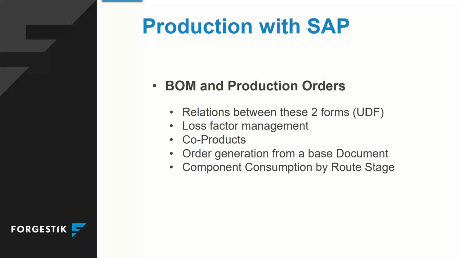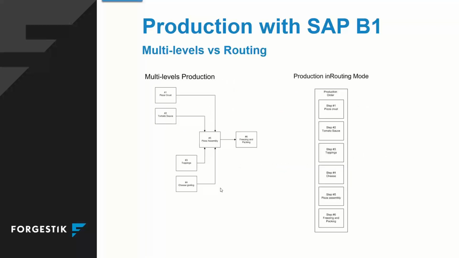And finally, some component consumption by route stage. We'll see how it is done, and what the advantage is of using routing in a BOM to make some specific consumption at the end. So that's the program. It will take at least 30-35 minutes to go over that.